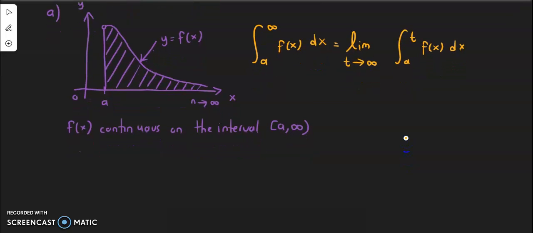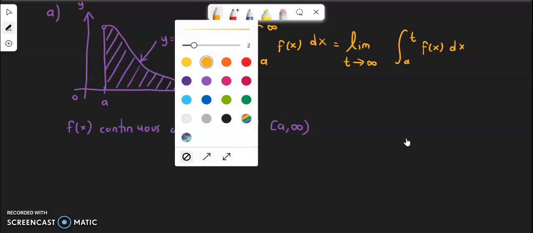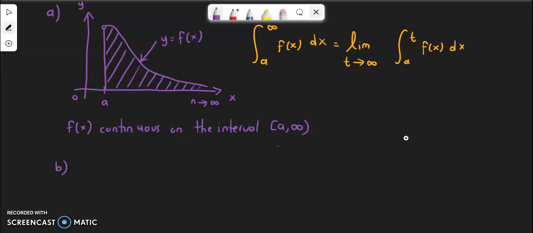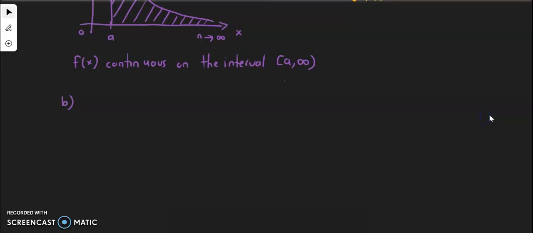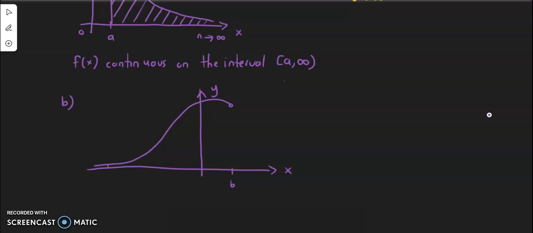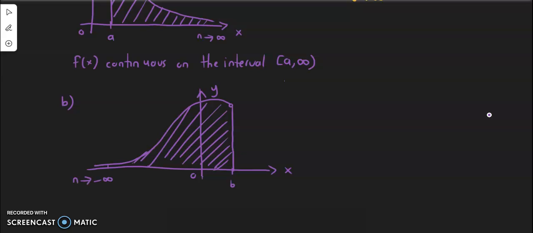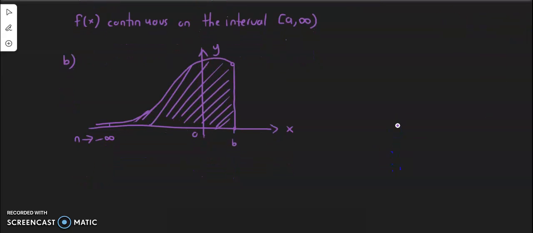Now the second type we can look at is when you have a continuous interval from negative infinity to, let's say, b. The graph will be something like this. This is y, this is x, and this is b here. Let's say I want to find the area under the curve for this part here. This is 0, and this is negative infinity as x approaches negative infinity. For this graph, we say that f(x) is continuous on the interval from minus infinity to b.